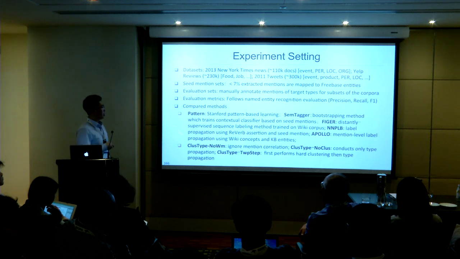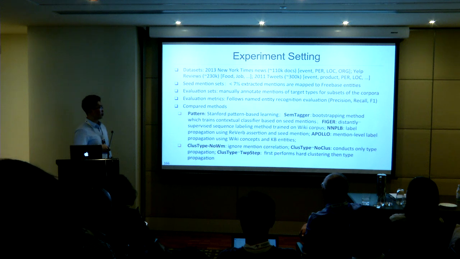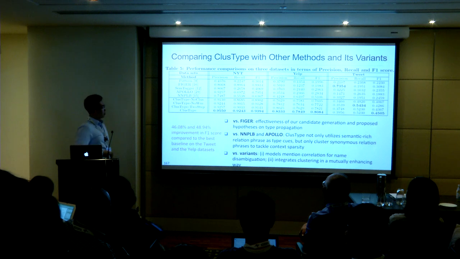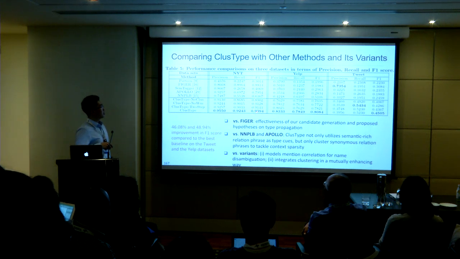And we compare to a very rich set of baselines, including Stanford pattern-based learning. It's a representation of the bootstrapping pattern methods, and also the contextual classifier method, and distance supervised label propagation method, and a lot of variations of our methods trying to check each component in the graph. It's meaningful. So we have these numbers here. The interesting thing is, you can see actually we are not performing that much improvement on this general domain corpus. We still have, I think the best performing baseline is at 88 and we have 93.